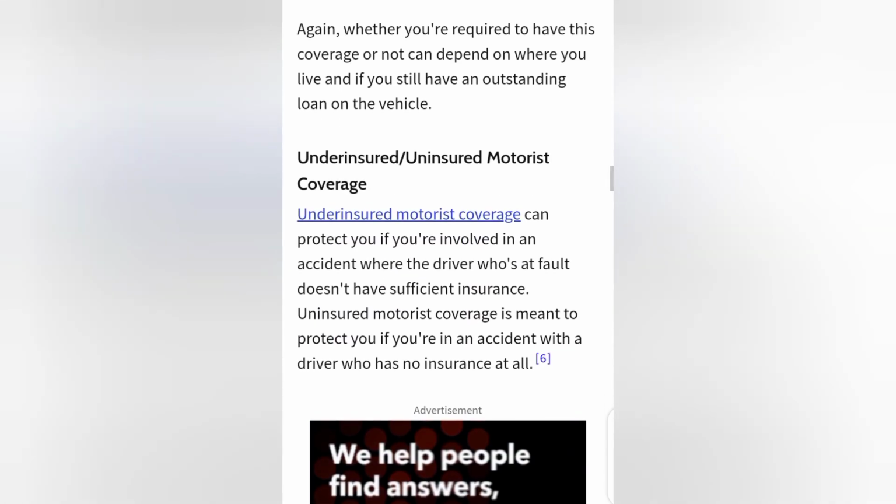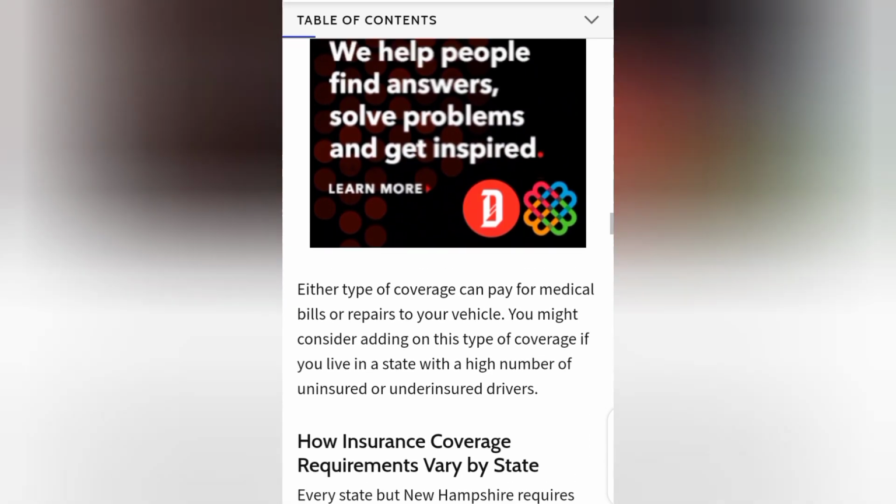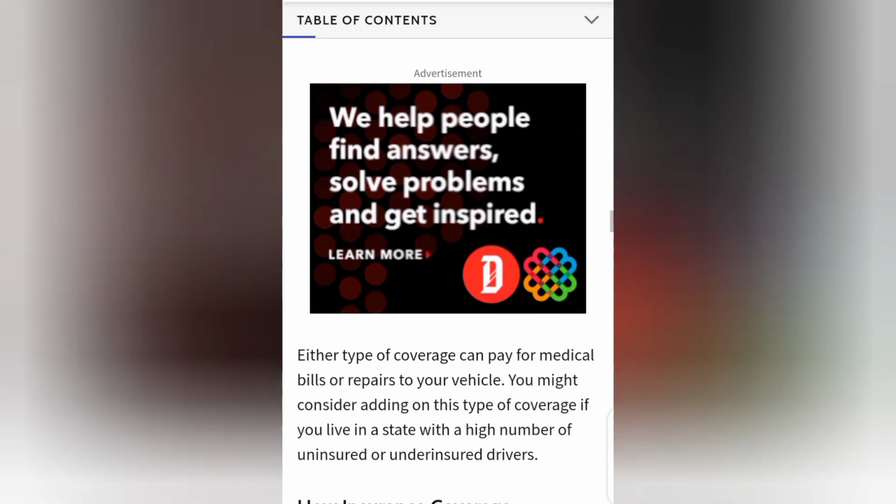Number 5, underinsured and uninsured motorist coverage. Underinsured motorist coverage can protect you if you are involved in an accident where the driver who is at fault does not have sufficient insurance. Uninsured motorist coverage is meant to protect you if you are in an accident with a driver who has no insurance at all. Either type of coverage can pay for medical bills or repairs to your vehicle.